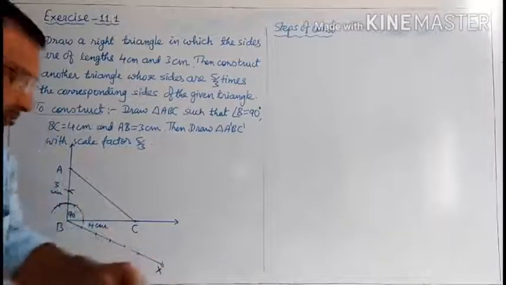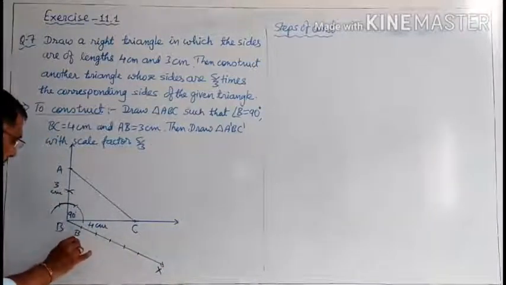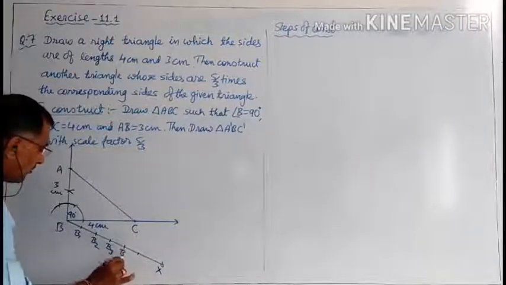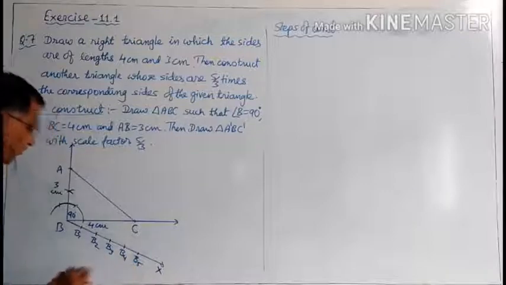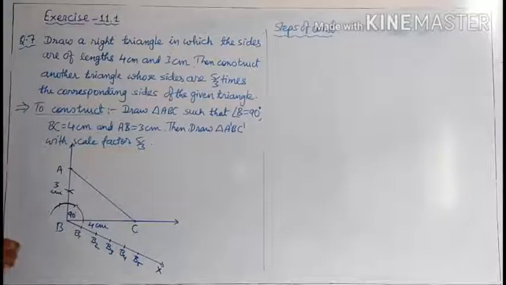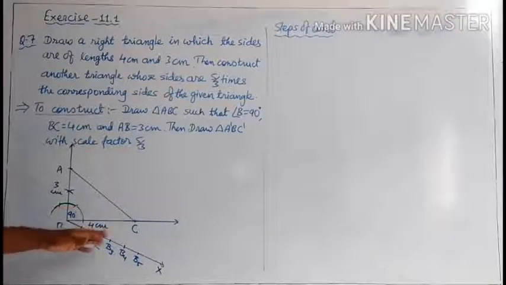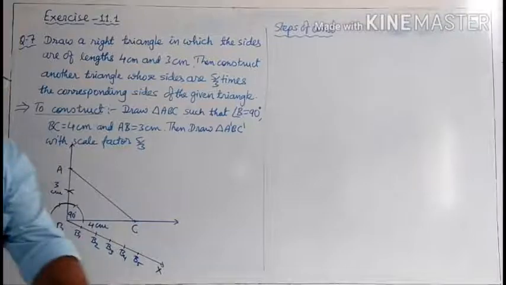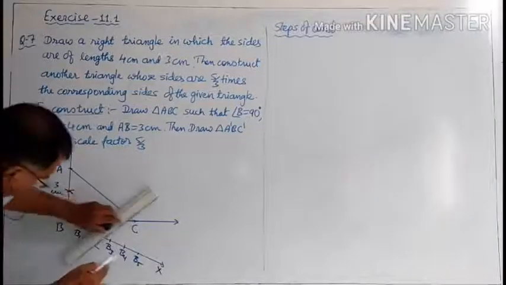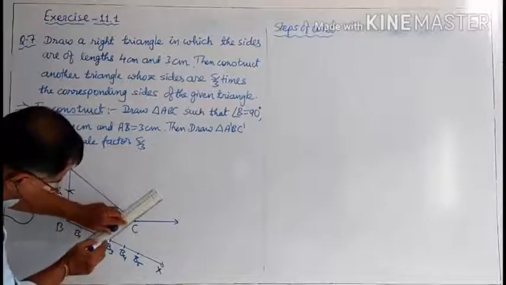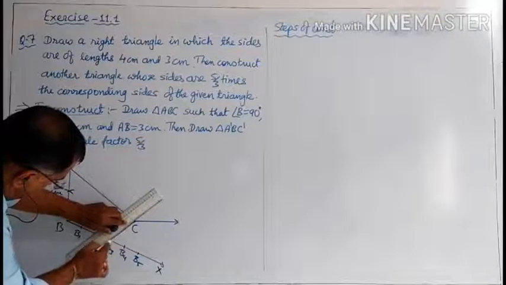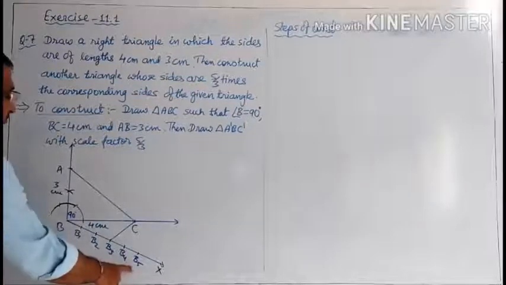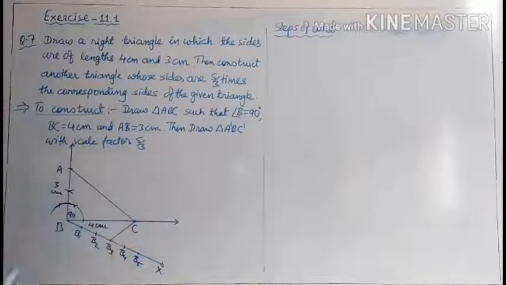Now here B1, B2, B3, B4 and B5. Now we have to join first of all, as three parts for the given triangle, we have to join B3C. Join B3C. Then we have to draw a parallel to B3C, and passing through B5 will intersect BC at C dash.